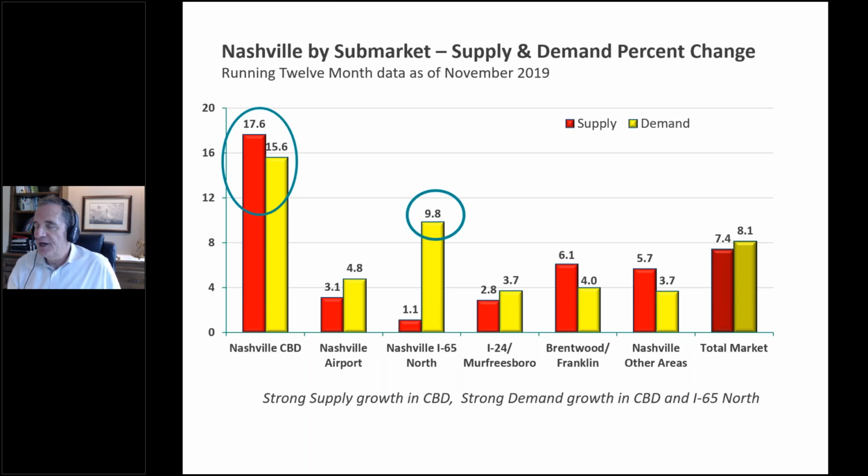First, submarket by Nashville by submarket. We're going to see the various submarkets, starting with the central business district, the airport, I-65 North, I-24, Brentwood, and all the other surrounding areas. On the right-hand side, we have the data for the total market. So here's how all those submarkets add up to the total for the market. And of course, we're looking at supply in red, demand in yellow, and they do combine to give you the total market number.